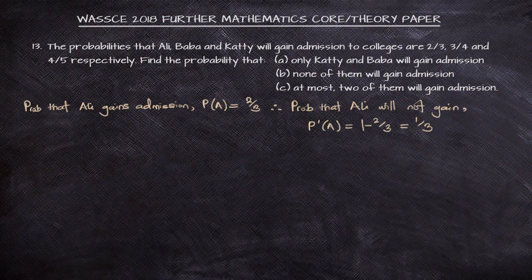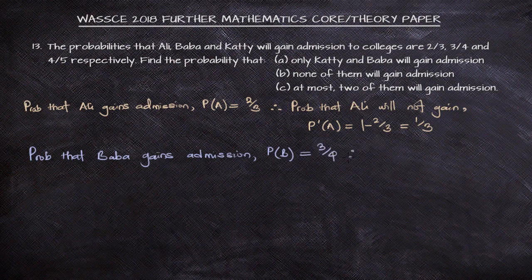Subsequently, we can also find the same expression for the case of Baba and the case of Katie. So the probability that Baba will gain admission, if we also use the first letter of the name, probability of B, will be 3/4. Therefore, the probability that Baba will not gain, P prime B, will be 1 minus 3/4, and that will be 1/4.